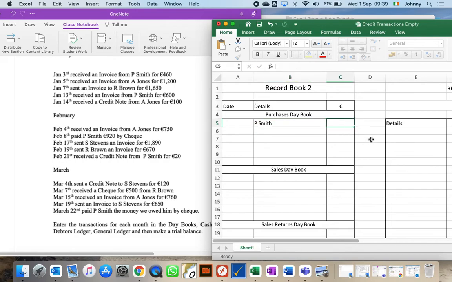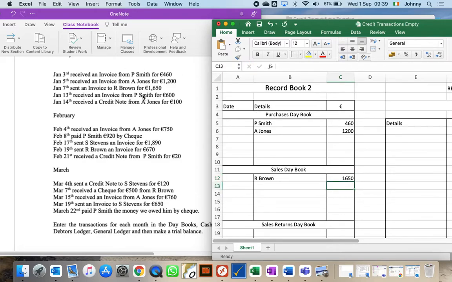So it's in purchases, and the amount of money is €460. We received an invoice from A. Jones for 1,200. We sent an invoice to R. Brown, so we must have sold something to him, so we have R. Brown. And we sold him 1,650.